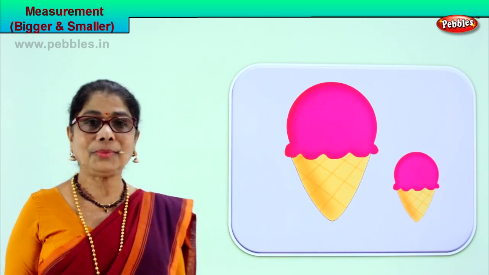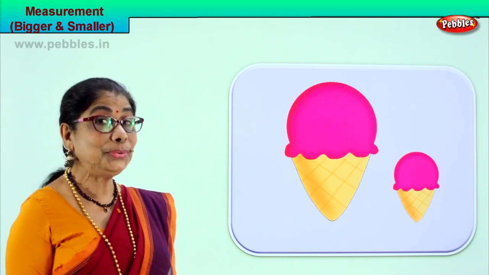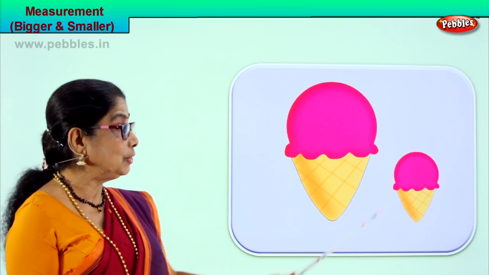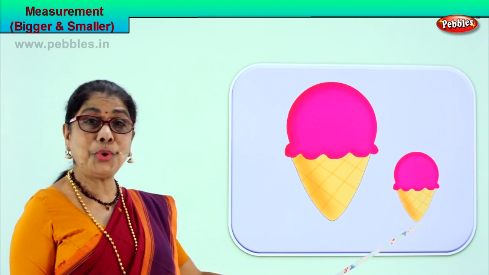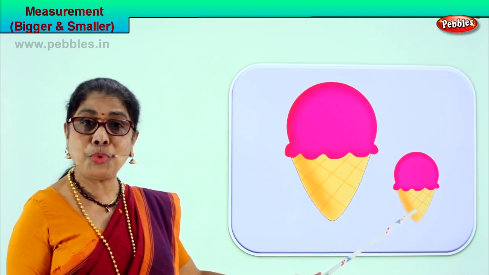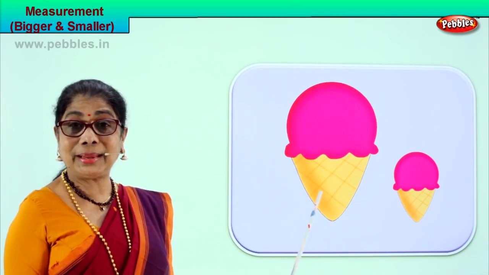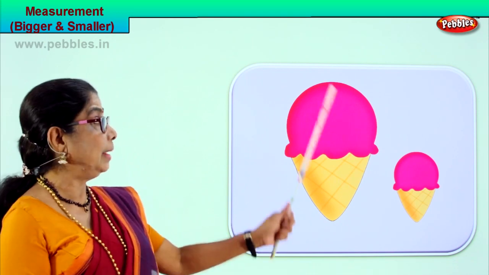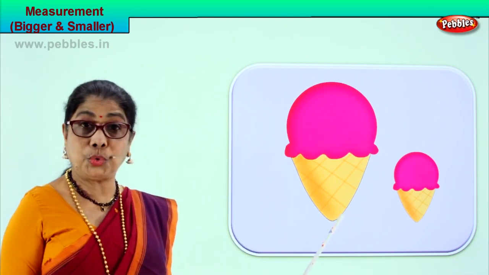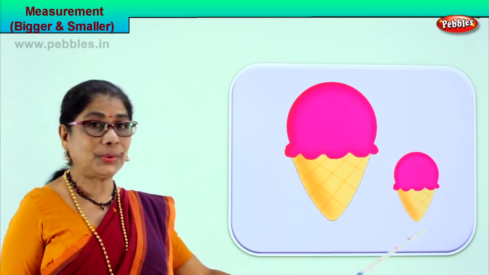Look. We love cone ice cream. We have here two strawberry cone ice creams. One is small. So we say this cone ice cream is smaller than this cone ice cream, or you say this strawberry cone ice cream is bigger than this cone ice cream.